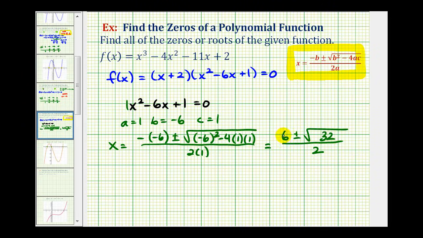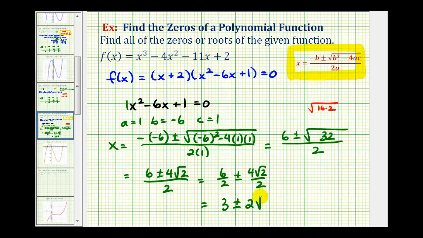Now we need to be careful here. We cannot simplify the 6 and the 2 here. We first want to simplify the square root of 32. Well, the square root of 32 is the same as the square root of 16 times 2. The square root of 16 is 4. So now we have 6 plus or minus 4 square root 2 all over 2. Again, to avoid a simplifying mistake by simplifying the 6 and the 2, let's go ahead and write this as two separate fractions. We'd have 6 over 2 plus or minus 4 square root 2 over 2. Well, 6 over 2 is 3, plus or minus 4 over 2 is 2, so we have 3 plus or minus 2 square root 2.